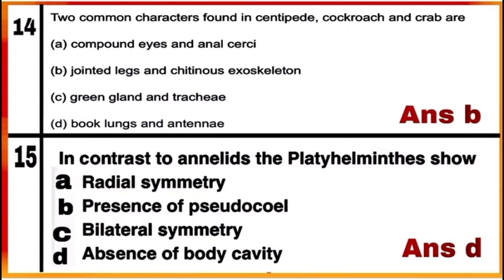Question 15. In contrast to annelids, the platyhelminthes show. Annelids are coelomates while members of platyhelminthes are acoelomates, meaning no body cavity is present. So here correct answer is D. In contrast to annelids, the platyhelminthes show absence of body cavity.